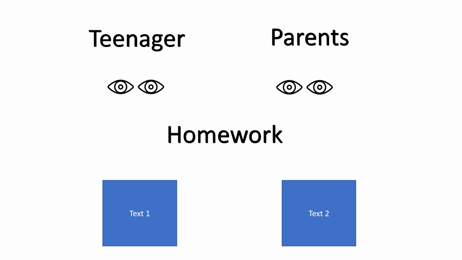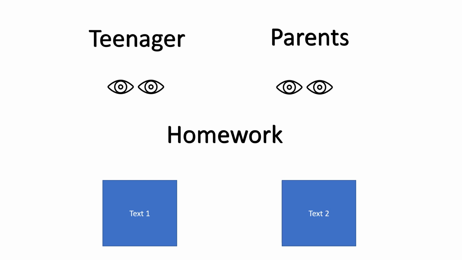So it could be a theme to do with sports or healthy eating. It could be absolutely anything. And so what you'll get is this topic and two texts. For example, I've given you an example here. Let's say text 1 is from a teenager. We're going to say text 2 is from some parents.